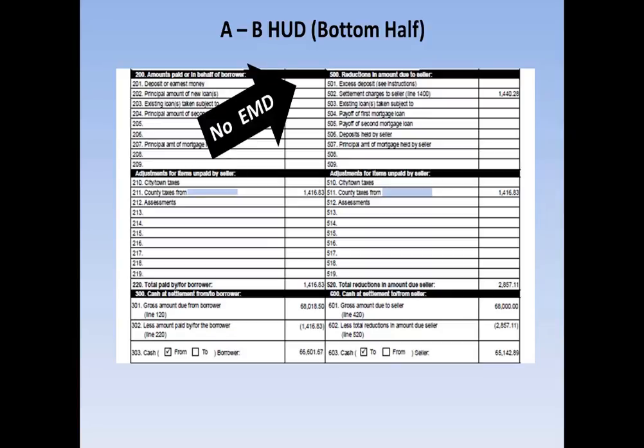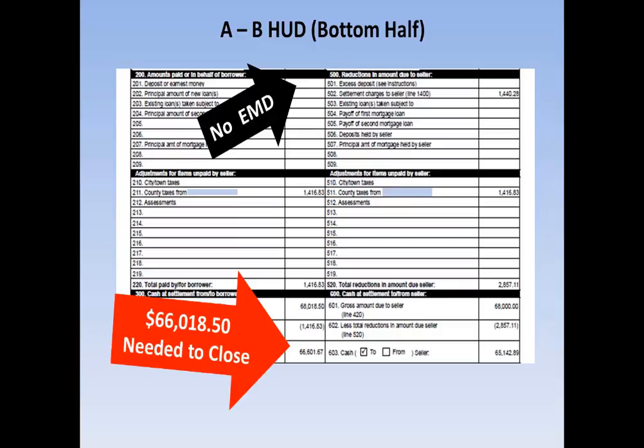So in this case, a student didn't put up an earnest money deposit. This is what's needed to close. Buyer on the left side. Bottom line after all expenses and credits, $66,018.50. No money in the deal, so he doesn't have the money to close. The seller's going to receive $65,142.89 because it was a free and clear property.